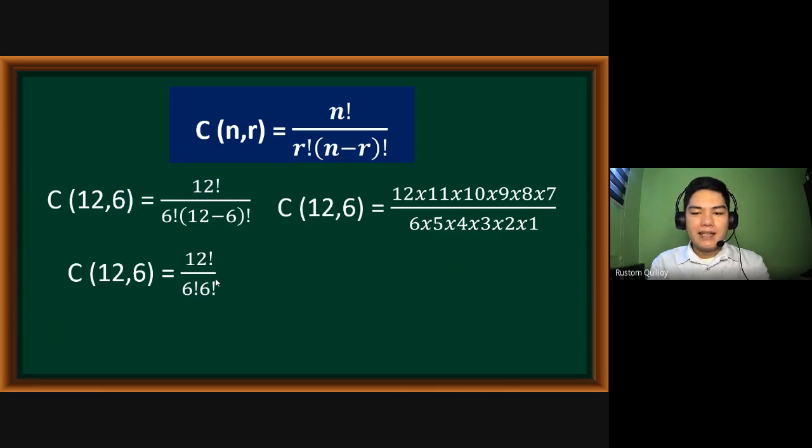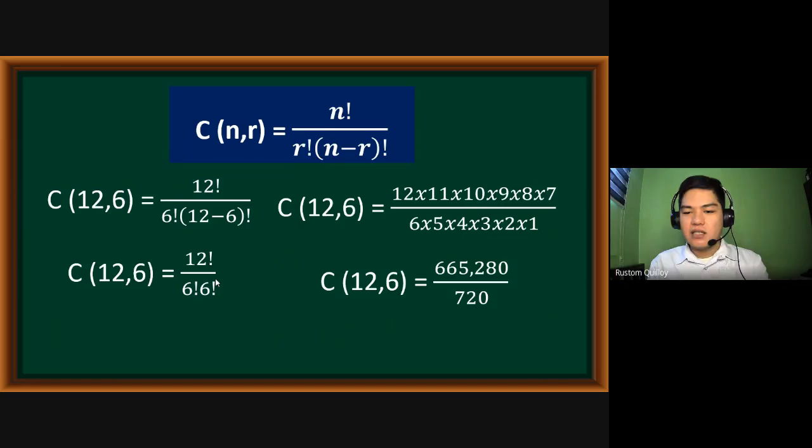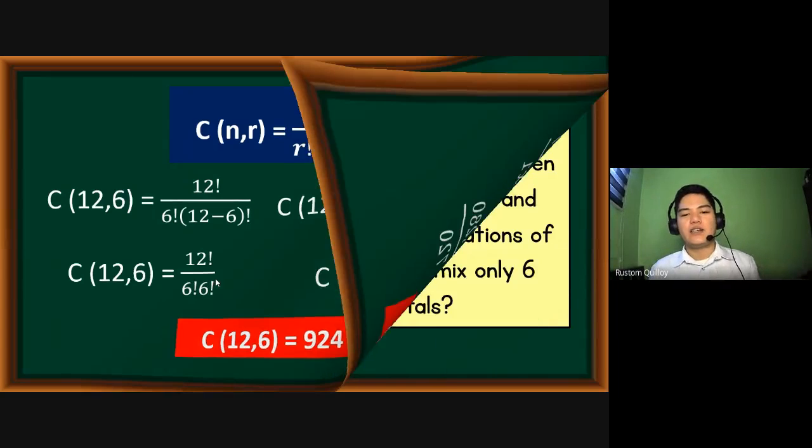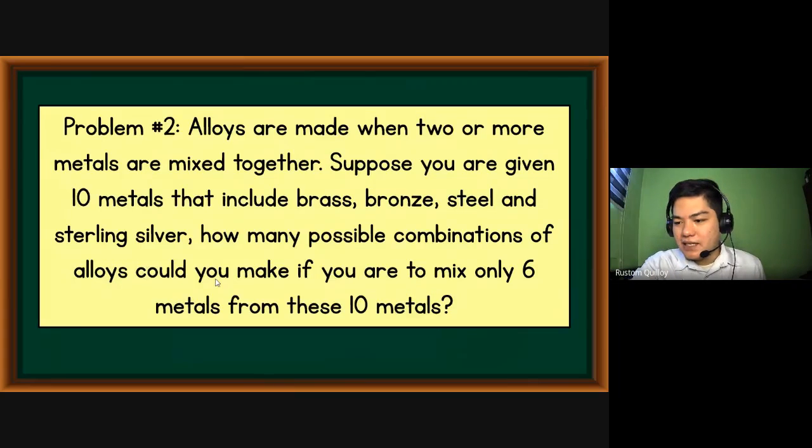So by multiplying these numbers, we arrive with 665,280 divided by 720. Dividing these two numbers, we have 924 ways. So the correct answer is 924. So very good yung mga nakatama. 924 ways is the correct answer. So second question, please read.